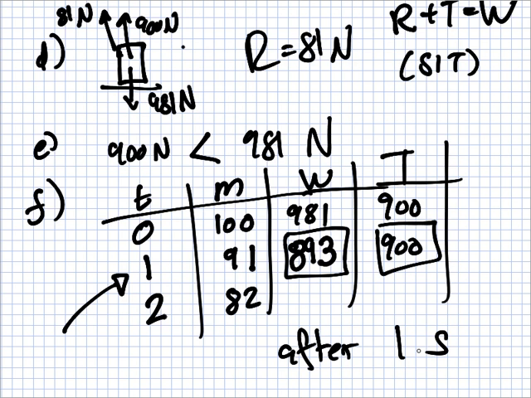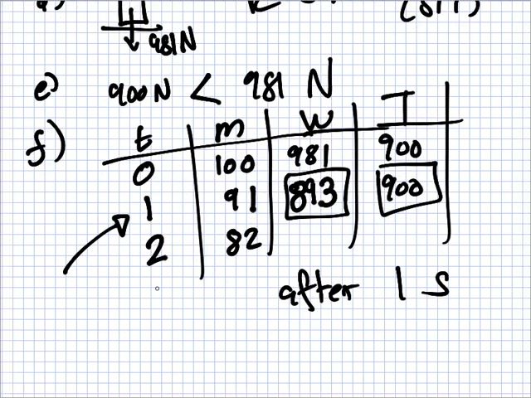How long will the fuel last? How much fuel does the rocket have? 90 kilograms. And how much comes out per second? 9. So how long will it last for? 10 seconds. Because you have 90 kilograms, 9 kilograms a second, so it'll last 10 seconds.